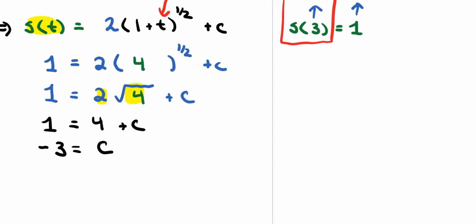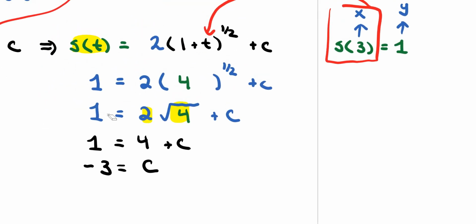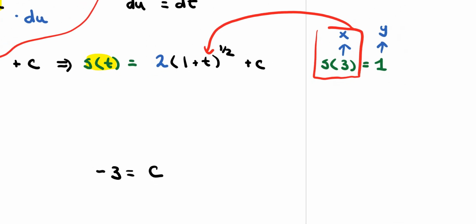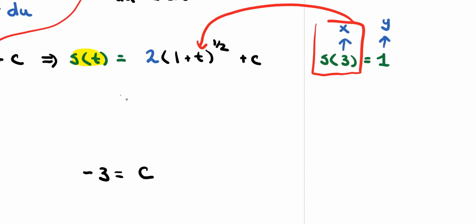Okay, so therefore our final answer, if I go back and simplify everything now, if I go back to my position function here, we know that c equals -3. So my final answer is now really 2 times the square root of 1 plus t, and then the value of c is going to be -3 there.